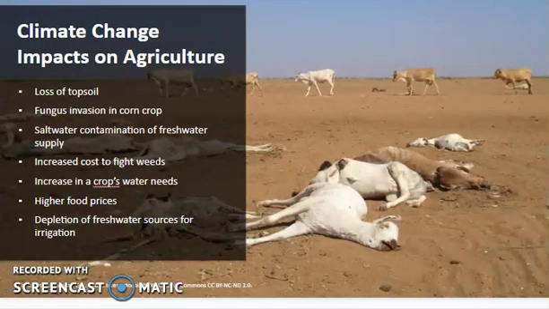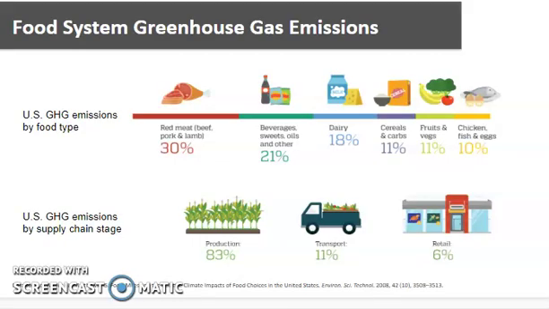Okay, climate change impacts on agriculture. If the climate changes, we're going to see a loss of some topsoil. We may see a fungus invasion in corn crops. We might see an increase in crops' water needs, an increased cost to fight weeds, higher food prices. There's a lot of impacts that there might be on agriculture.